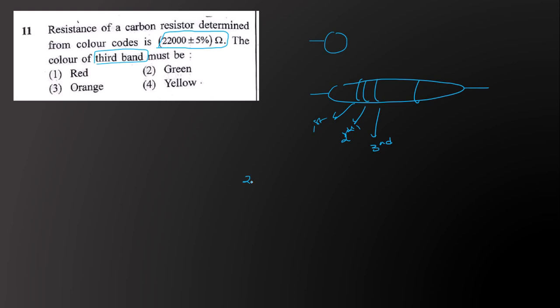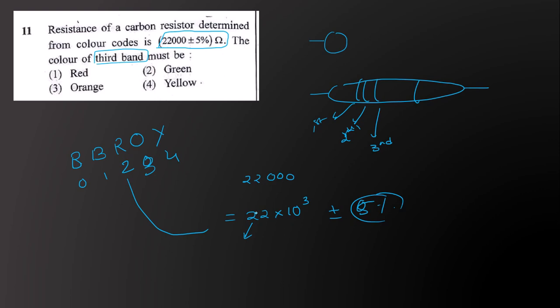Now the value of the resistor is given as 22,000 plus minus some tolerance. So I will write it like this, 22 into 10 power 3, and this is plus minus 5%. So I do not have to bother about this one. First, if I know that it is black, brown, red, orange, yellow, so this is 0, 1, this is 2, 3, 4. So the first 2 indicates red, R and R, and the third, the multiplier, is nothing but the orange. So answer is orange. So let's move on.